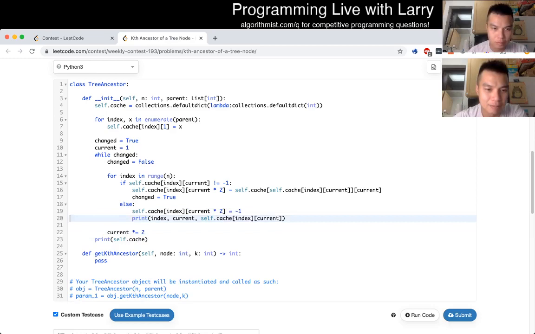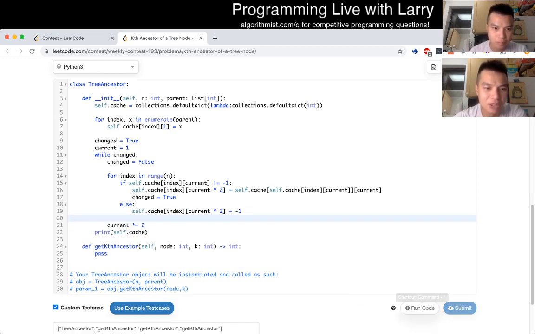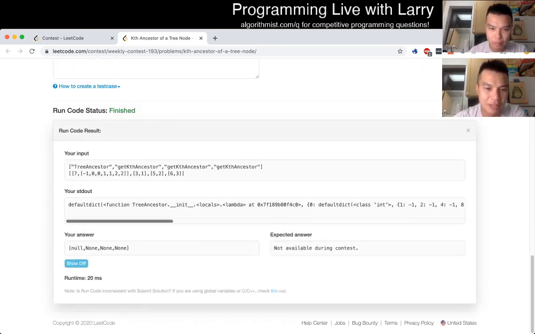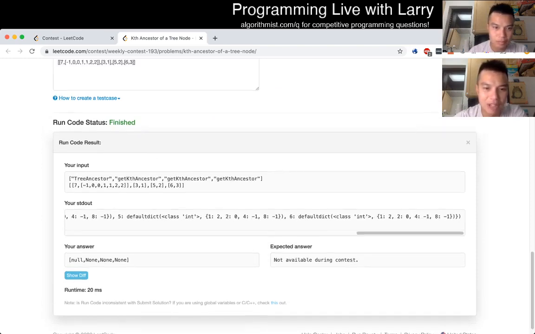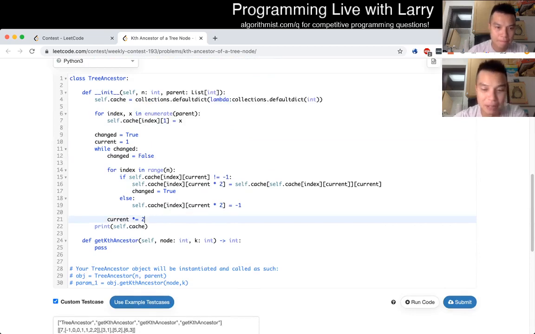Yeah. And that's pretty much it for the pre-processing. Now we have to get the ancestor. I was like, okay, that looked reasonably good enough for me to move on. I don't know if it's right, but it's enough for me to move on.